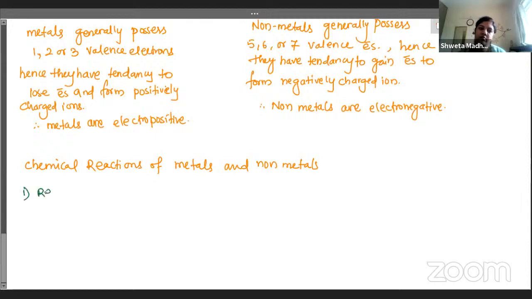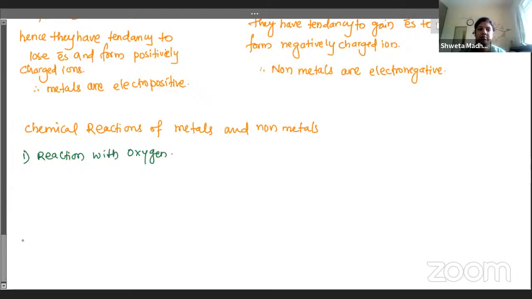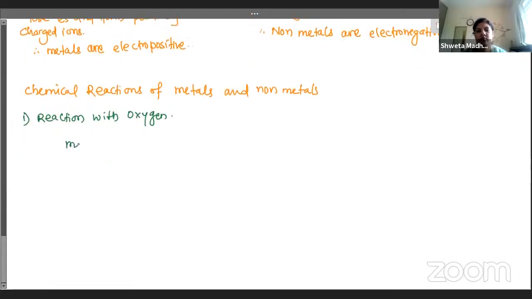First one. Reaction with oxygen. So metals react with oxygen and form metal oxides. Every metal can react with oxygen and form metal oxides under different conditions.